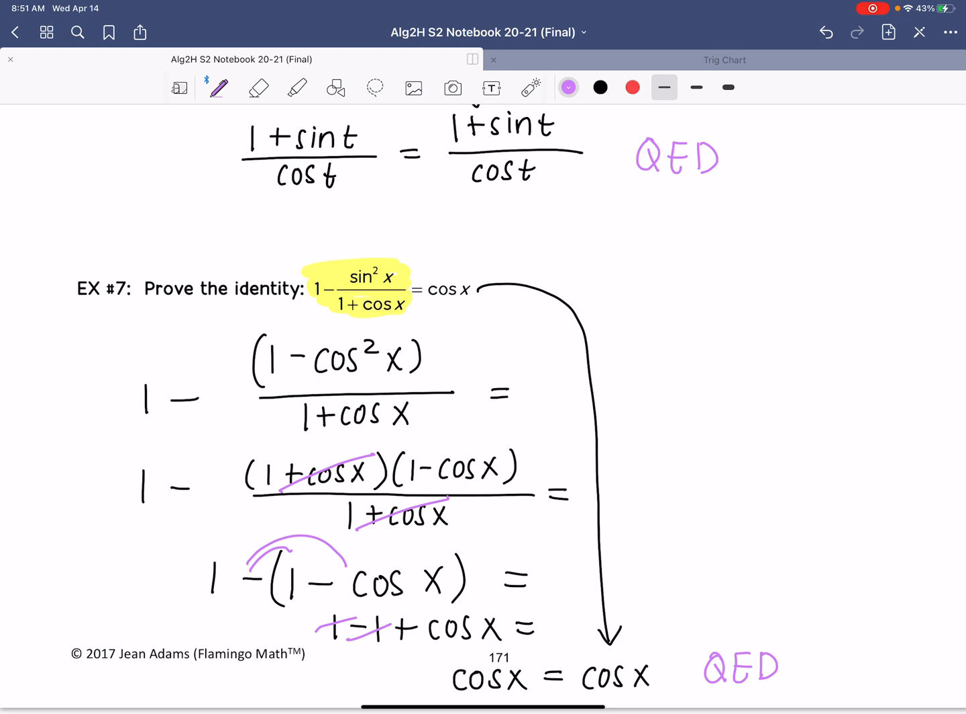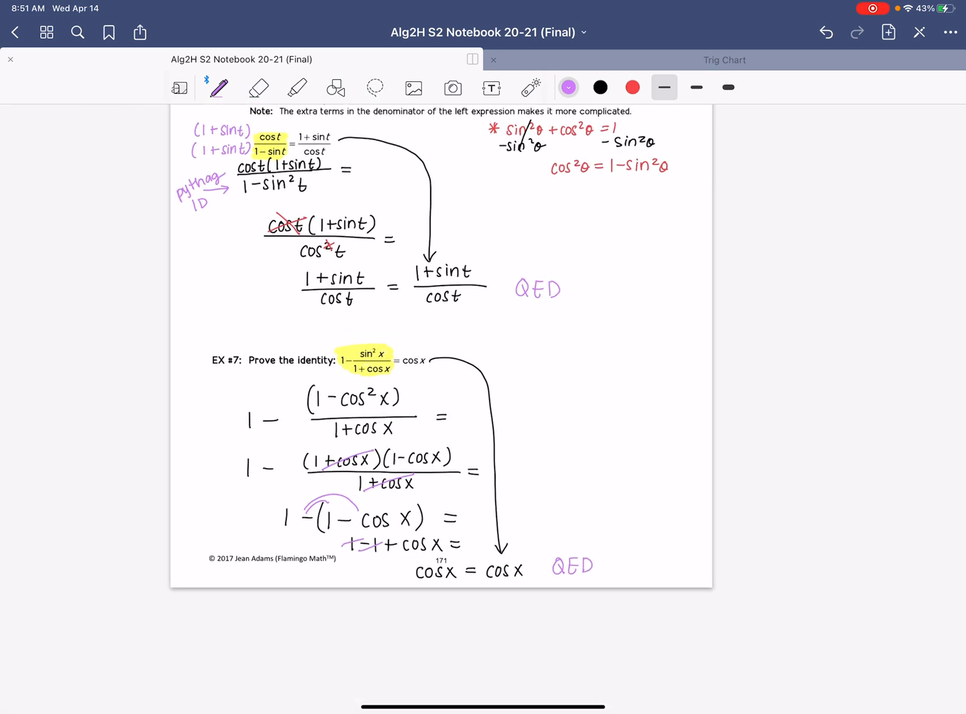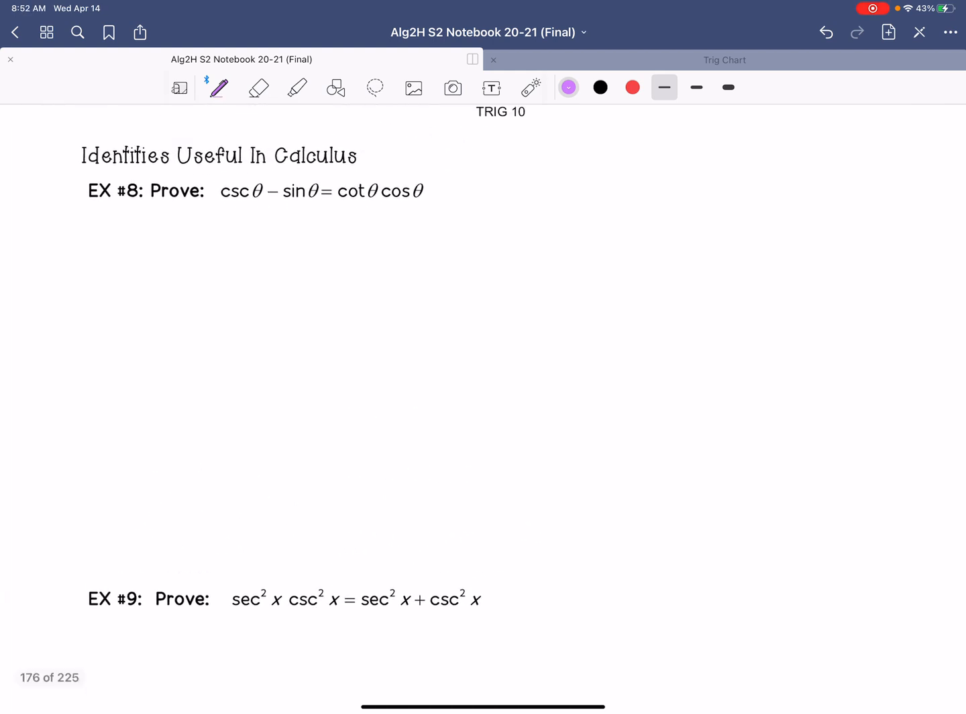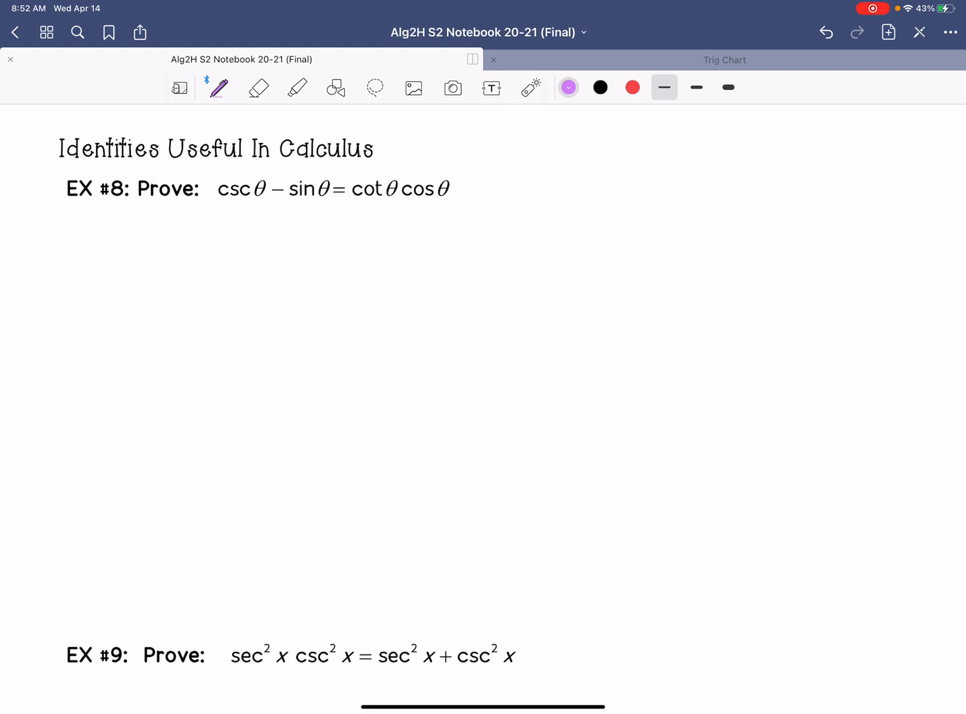Okay, and obviously, like anything in life, the more we practice it, and the more you do these, the more you see the tricks and what is used when to manipulate these. Again, there's not just one correct way to do these. There's 5 bajillion correct ways to do these. So you just got to keep manipulating until you get it to look like the other side.